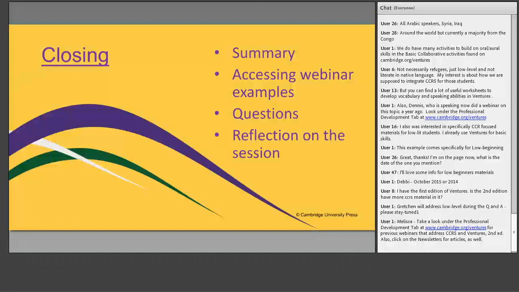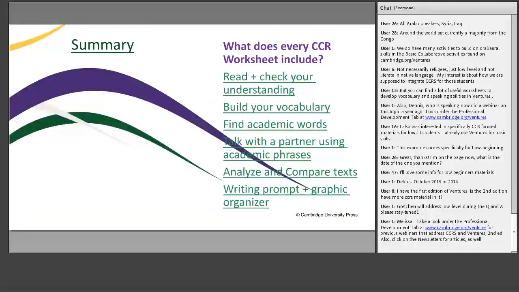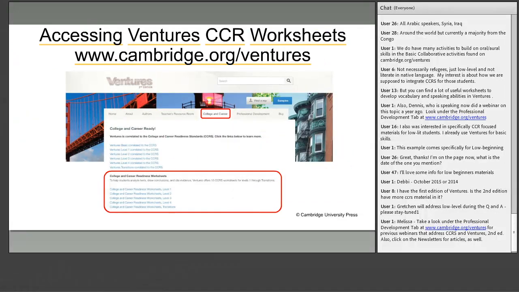Okay. So every worksheet has the following: a text and check your understanding. And remember that it's on the same topic as what is in the workbook. Build your vocabulary activities to find academic words and use academic language. There's opportunities to compare and contrast texts. And there's writing prompts and graphic organizers to further critically analyze and synthesize information. And if you're not using Ventures, you could look for topics on the same thing that would go with these readings. So we have given you some tools here that you can work with.